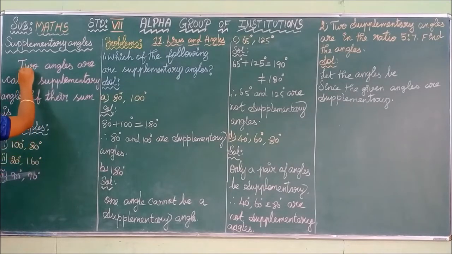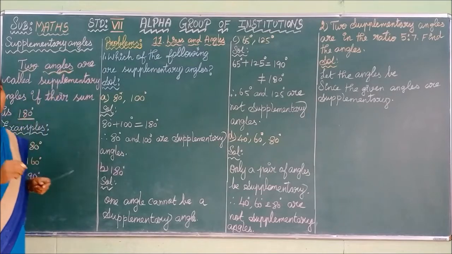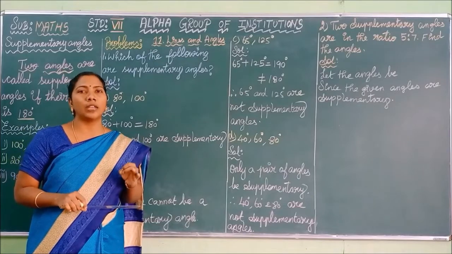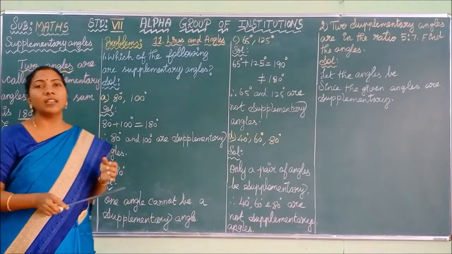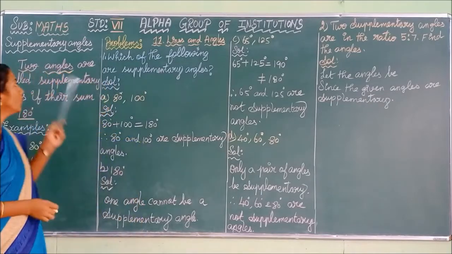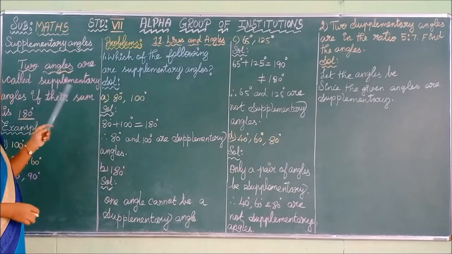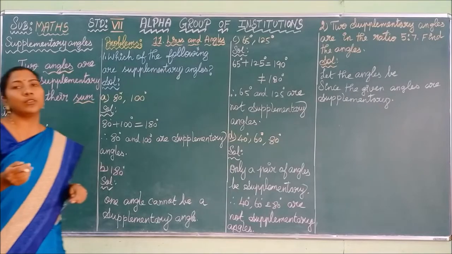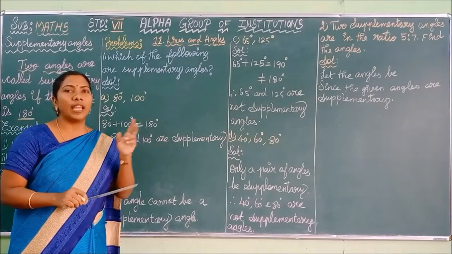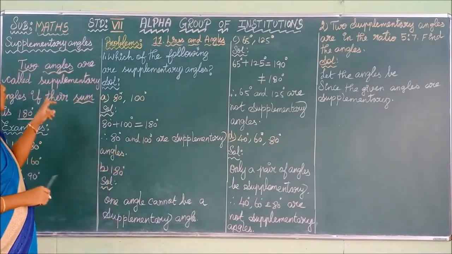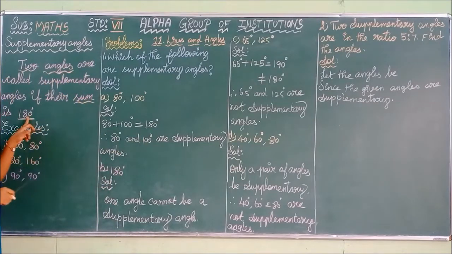Two angles. Listen to this word, children. While we are speaking about complementary angles as well as supplementary angles, we are using the term two angles. So you have to remember that whether it is complementary or supplementary, you must take two angles. Two angles are called supplementary if their sum is 180 degree. If you add the two angles and get the answer 90 degree, you call them complementary angles. Similarly, if you add two angles and get the sum as 180 degree, we can call them supplementary angles.